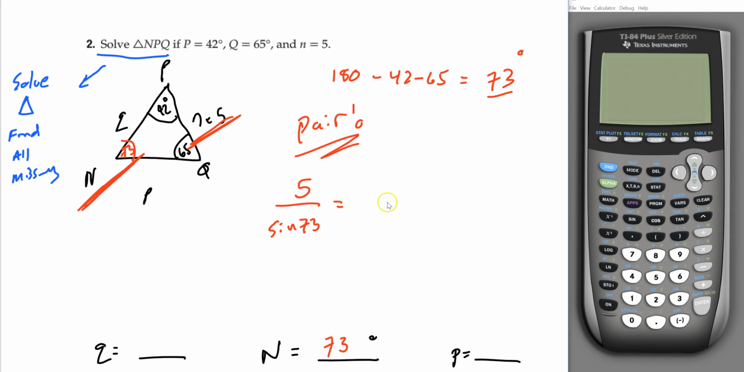Now again, the side goes on top, over sine of 42. Now you can cross multiply, but honestly the easiest thing to do is just multiply both sides by the denominator here. I want to solve for p, so just multiply both sides by sine of 42.